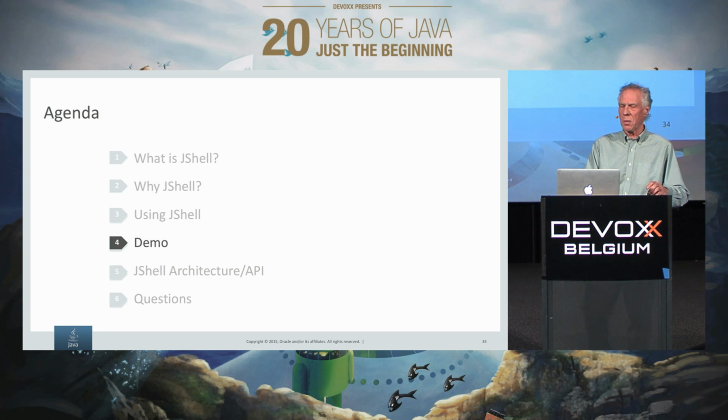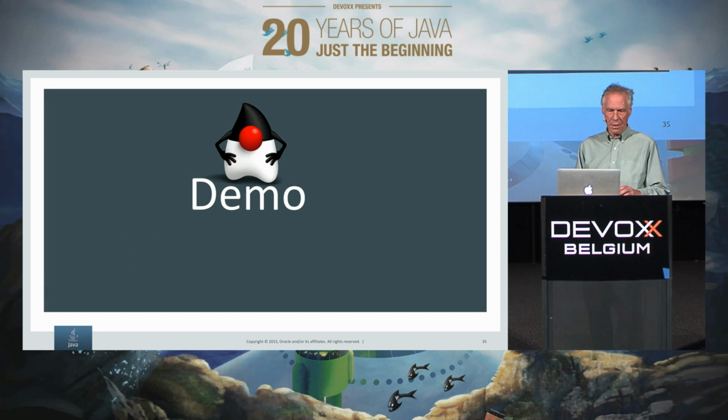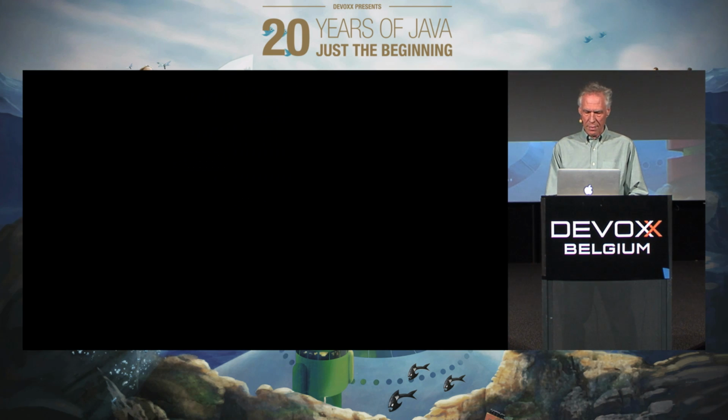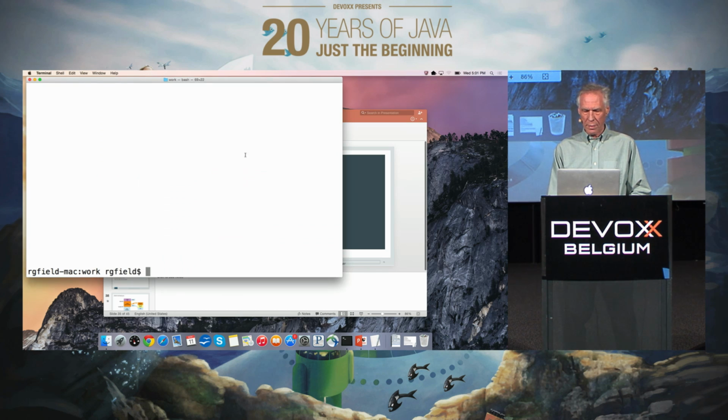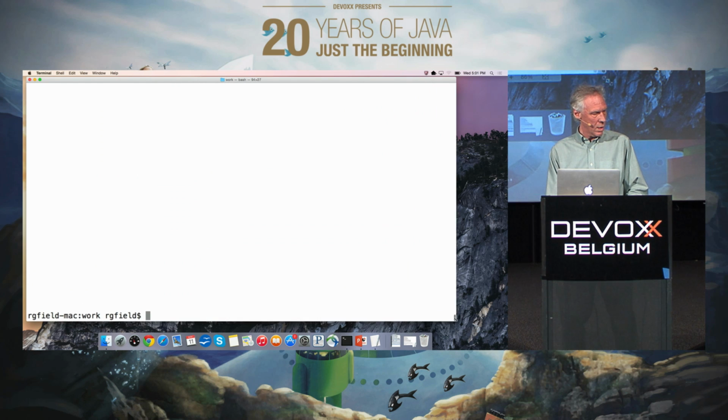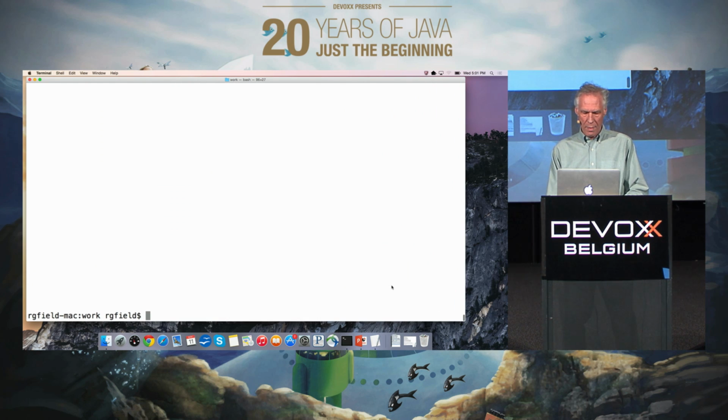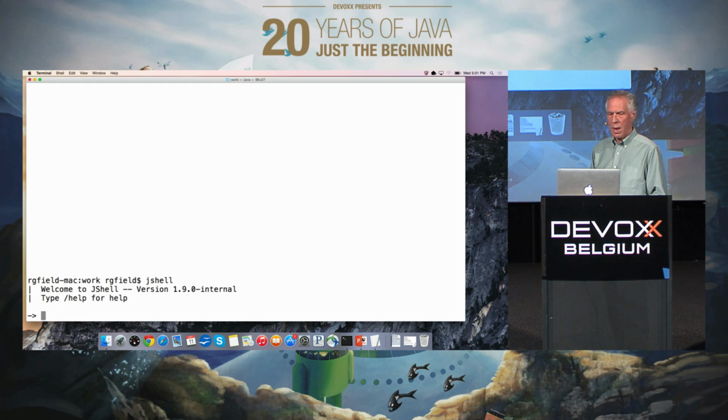All right, well, this is where you actually get to see JShell in action. Okay, so I just type JShell, and that's all there is to it. Now, I'll get my cheat sheet back.